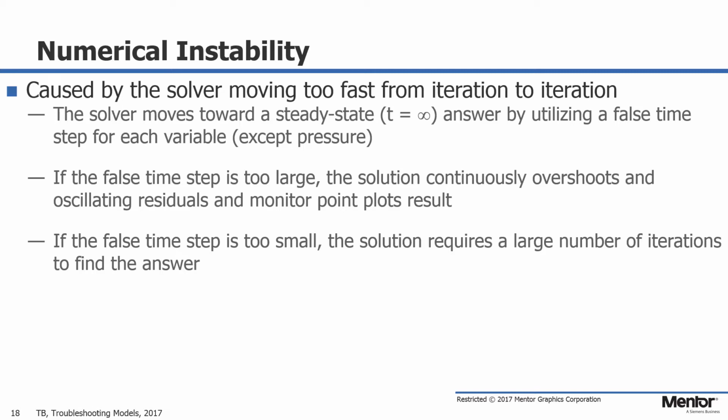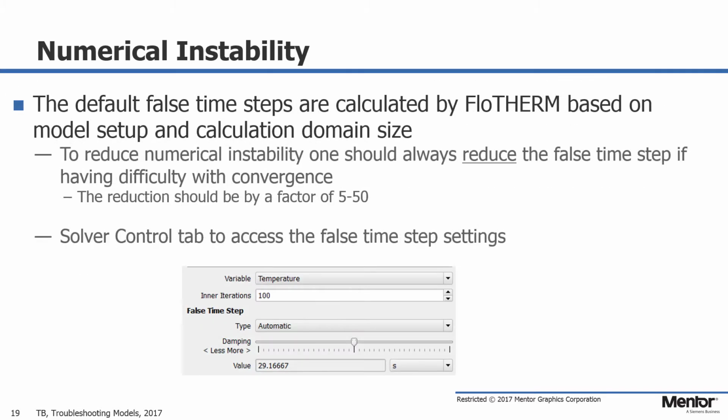If the false time step is too small, the solve will take a long time to find a solution, but it will be stable. Flotherm by default tries to find the sweet spot of the solver speed versus stability. It does so by looking at how the model is set up and the domain size.